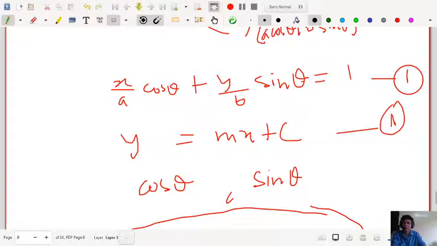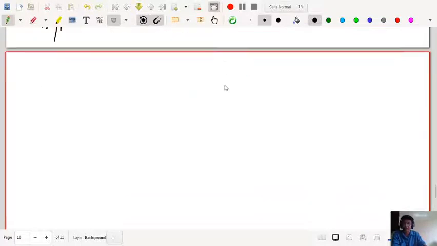Let me now tell you a shortcut method to find out the tangent and normal for solving MCQ, or you can verify that your answer is correct or not. You can check that.